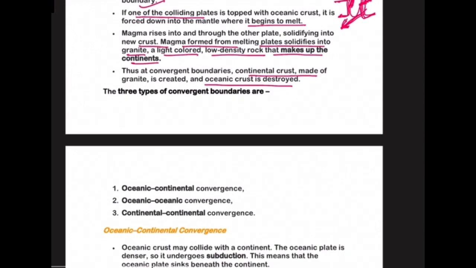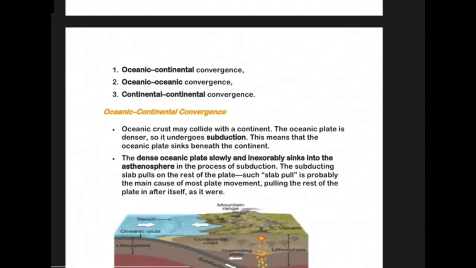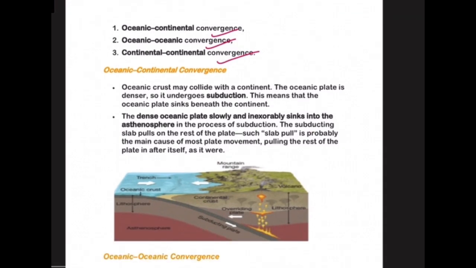The three types of convergent boundary are oceanic-continental convergence, oceanic convergence, and continental convergence. In oceanic and continental convergence, oceanic crust may collide with a continent. See, this one is the continent and this one is the oceanic plate. Okay, we all know that this oceanic plate is heavier with respect to this continental plate, so this oceanic plate will subduct with respect to this continental plate.